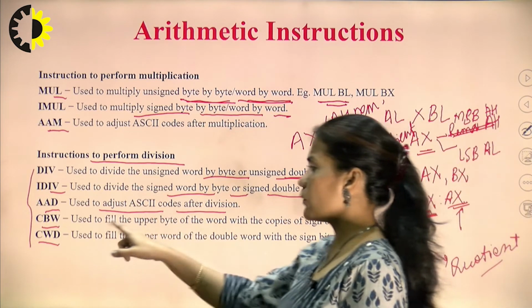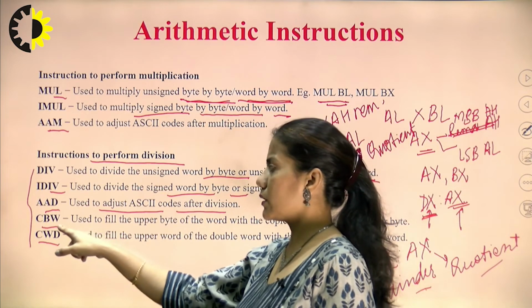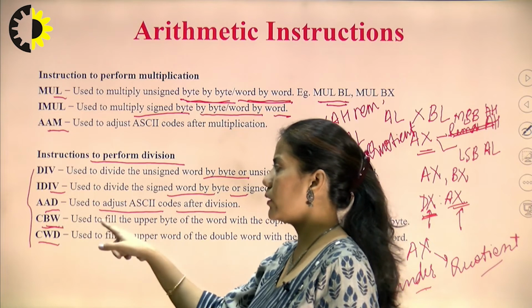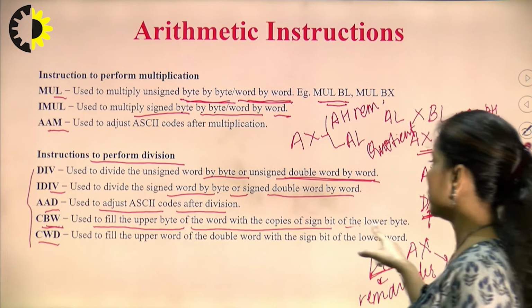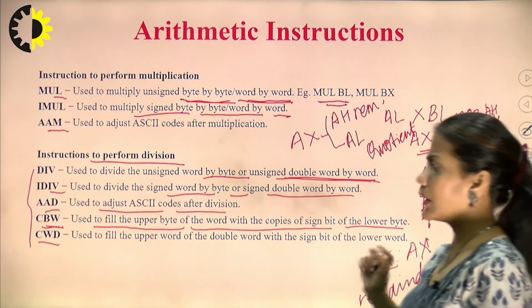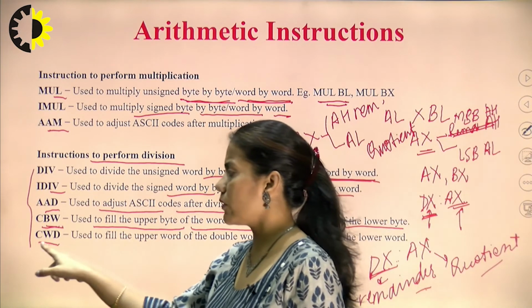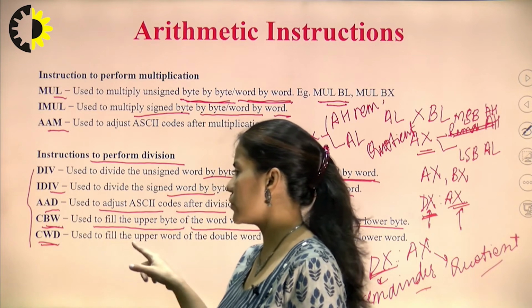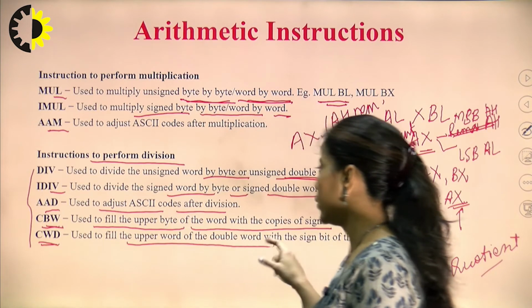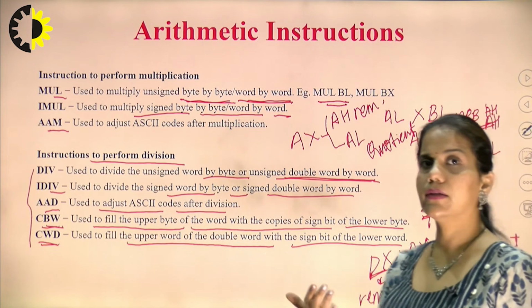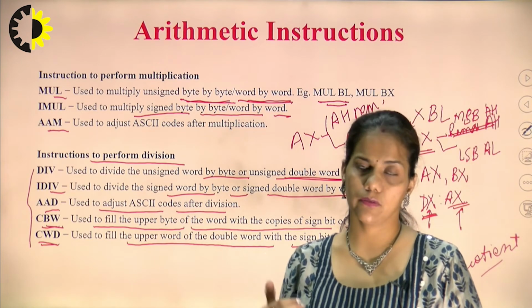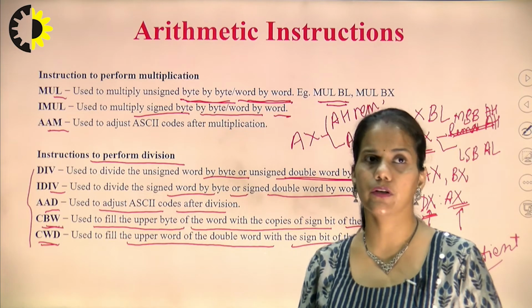So what will happen in the conversion of a byte into a word? It will fill up the upper byte of the word with copies of the sign bit of the lower byte. And in the conversion of a word into a double word, it will fill the upper word of the double word with the sign bit of the lower word. So this is how a byte is converted into a word and a word is converted into a double word.